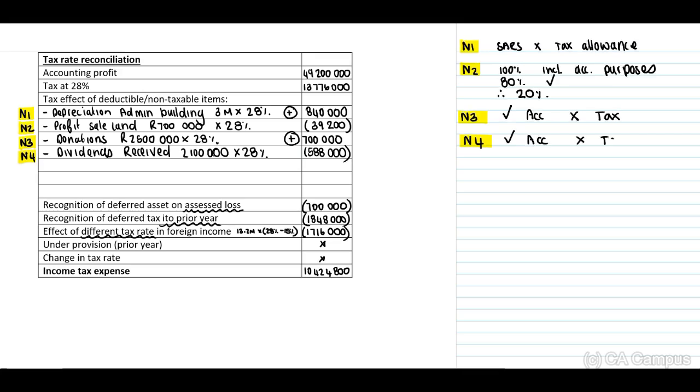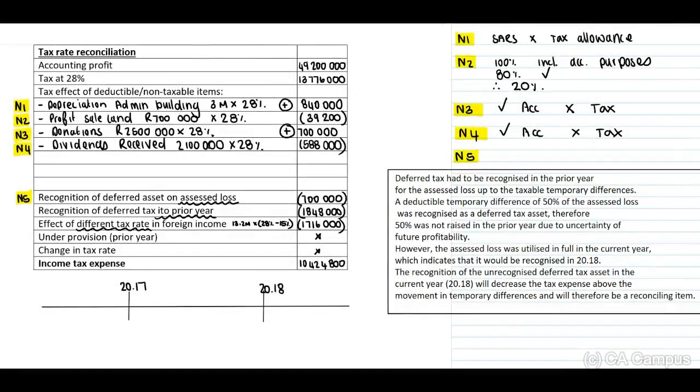Therefore, a reconciling item. Number 5, and this is important, recognition of deferred tax asset on our assessed loss. In terms of note number 5, I've included the description as per your solution. You can read through this. I'm briefly going to explain this to you.